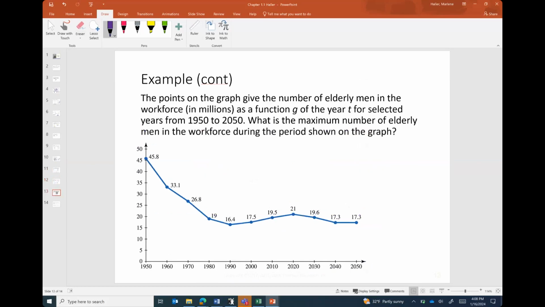Okay. With the same data, what would be the maximum number of elderly men in the workforce? Well, the maximum is going to be the largest G of T that we see, right? So it looks like that's right up here, 45.8.